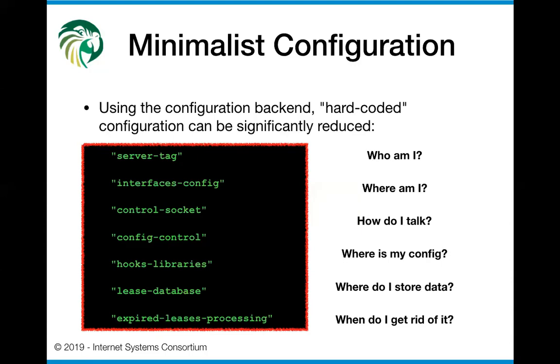Obviously, you have to set the hooks to enable the configuration backend. The lease database: at this point, you cannot change the configuration of the lease database through the config backend, so you need to go ahead and configure that in advance. And then expired lease processing. That is something that is handled locally to the machine, and at this point is not configurable through the config backend.